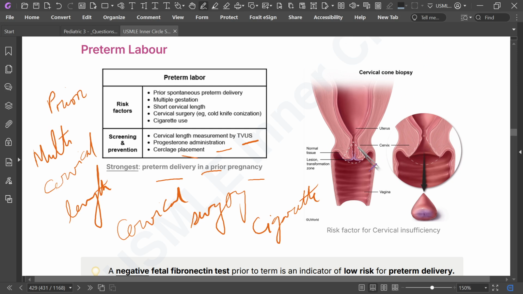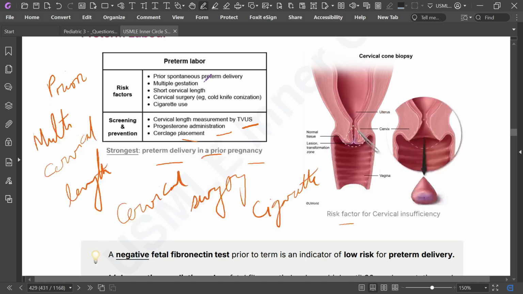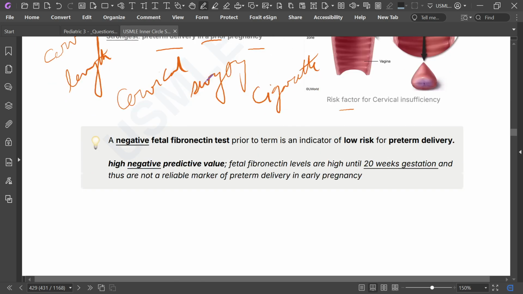Look at this picture. This is the cervical cone biopsy taken to rule out cervical cancer, and one of the risk factors is cervical insufficiency. So if there is cervical surgery, then there is a chance of preterm labor.